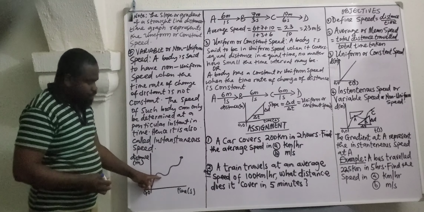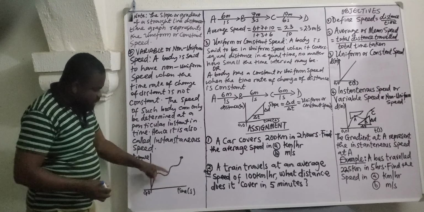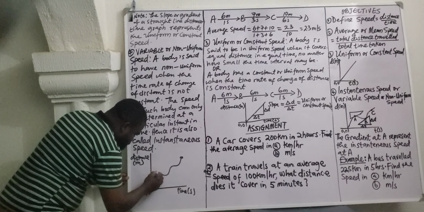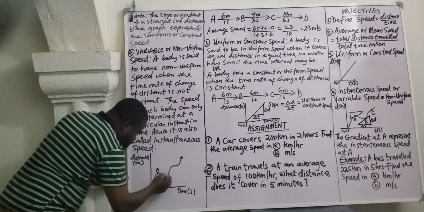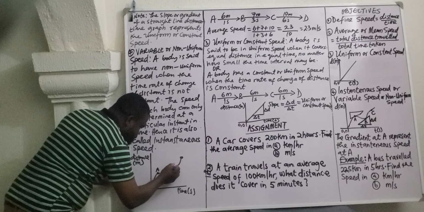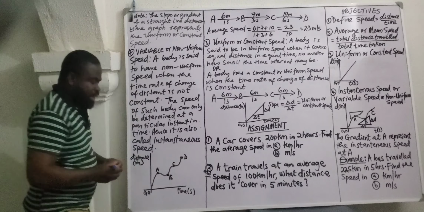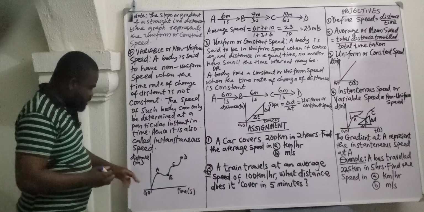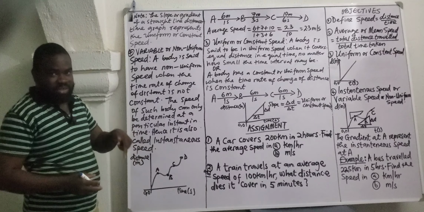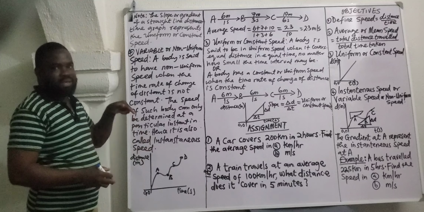So for this body, you can only determine the speed at a particular point. Let's say the speed at point A, or the speed at point B, or the speed at point C, or the speed at point D. Now, how will you determine the speed at a particular point? That is the instantaneous speed. You will have to find the gradient at that point.